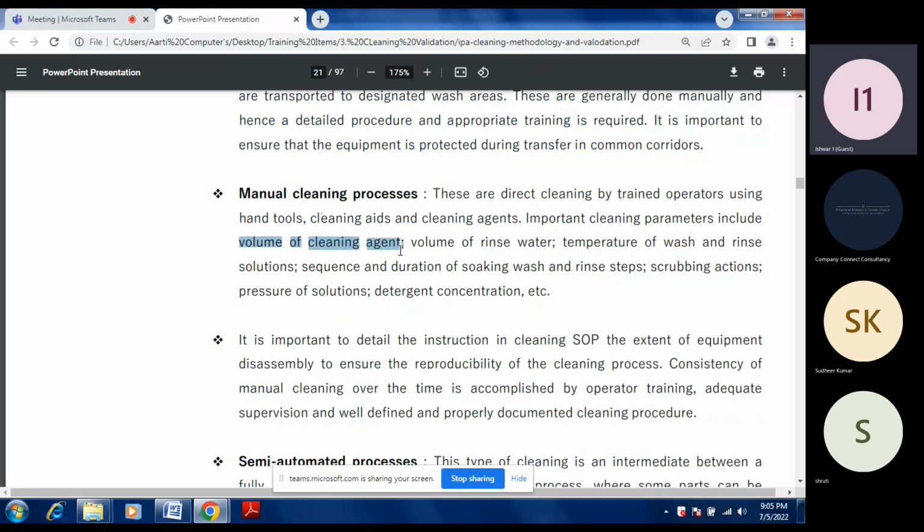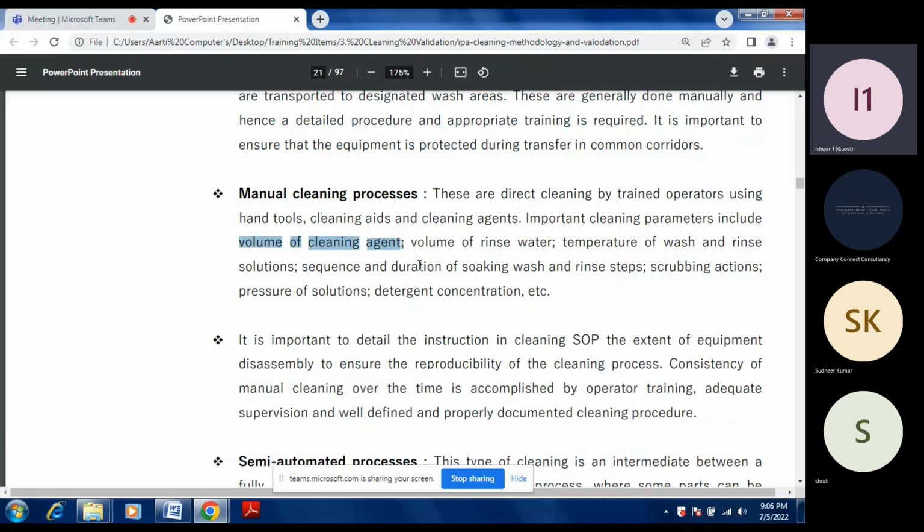If we are going to clean a blender, we require a large volume of water. And in some cases, if hot and boiled water is required for cleaning, we should have the appropriate resources to provide hot water in that particular area. Other parameters are volume of rinse water, temperature of wash and rinse solutions, sequence and durations of soaking, wash and rinse steps, scrubbing actions, pressure of solutions, detergent concentration, etc.